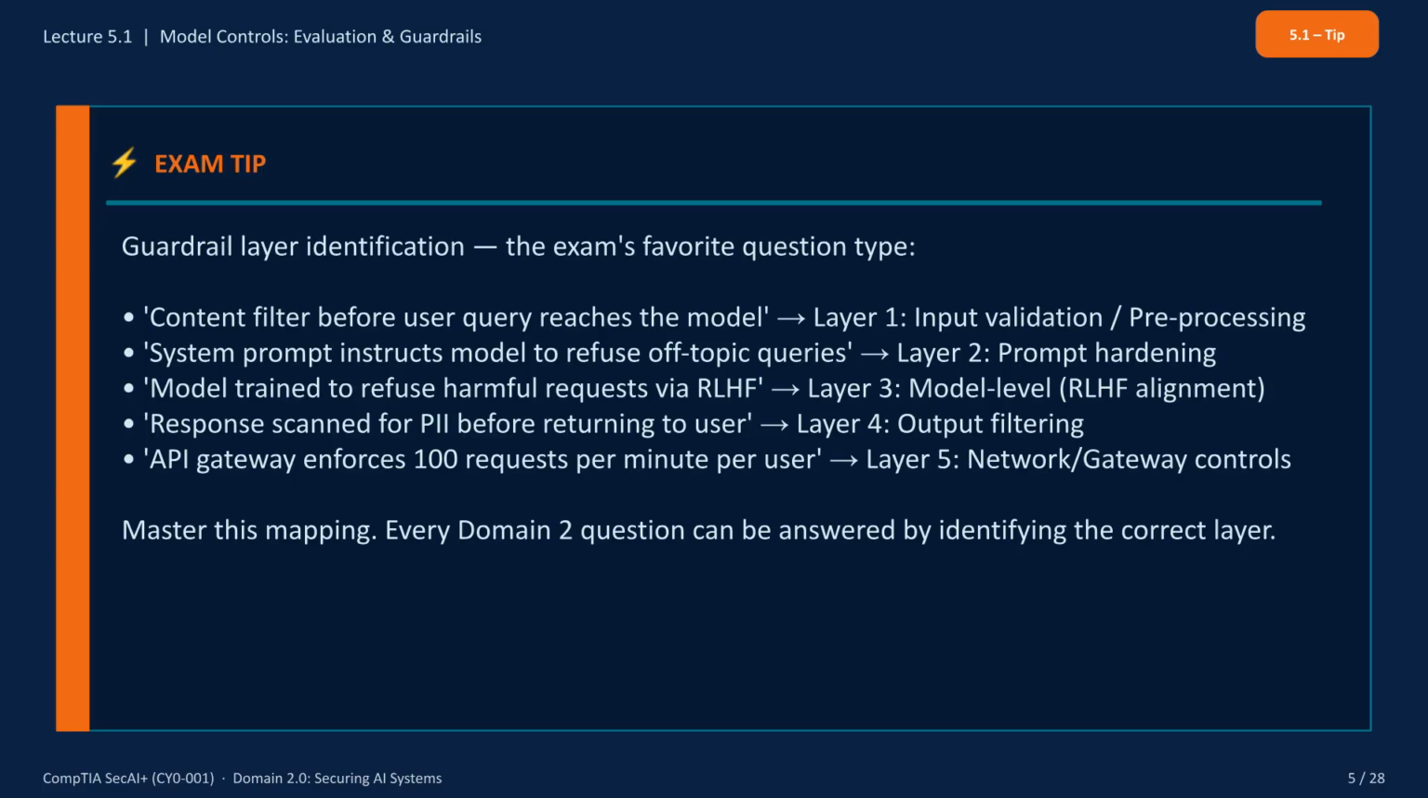If the control is baked into the model through training like RLHF or constitutional AI, that is layer 3, model-level controls. If the control scans the model's response before it reaches the user, that is layer 4, output filtering. And if the control regulates network-level access like rate limits or authentication, that is layer 5, gateway controls. This 5-layer framework is the master key for Domain 2. Every control we discuss from here forward maps to one of these layers. With this foundation in place, let us zoom into layer 2, the instruction layer, and explore how prompt templates and prompt firewalls protect AI systems.